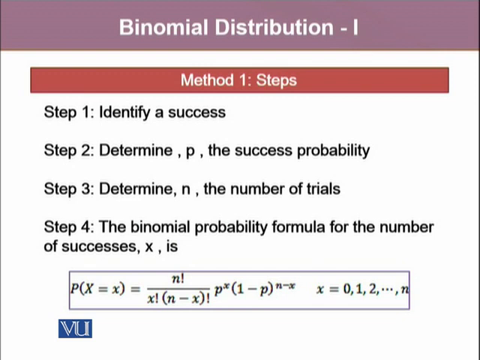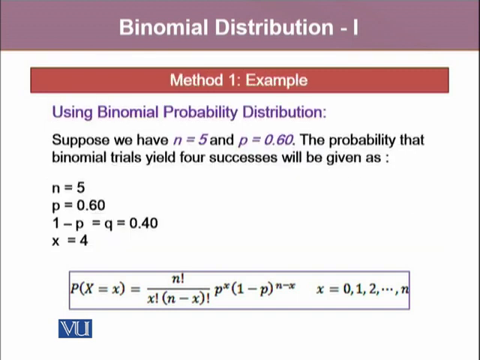So whenever we use this binomial probability distribution to find the probability, we follow 4 steps. And this is how we think. First of all, we identify a success. Then we determine p, the probability of success. Then we determine n, that's how many times the Bernoulli trial has been repeated. And lastly, the binomial probability formula for the number of successes x, which is given by the given equation.